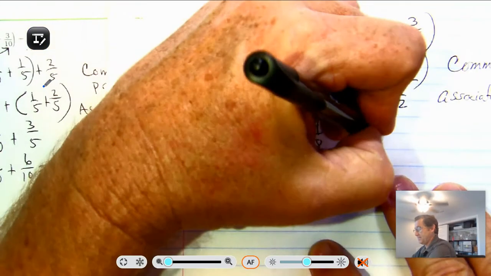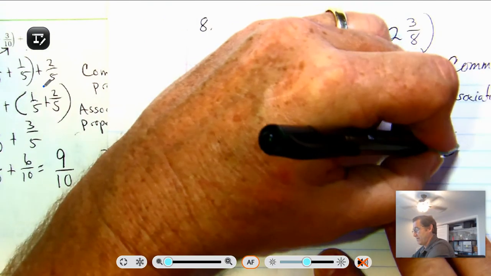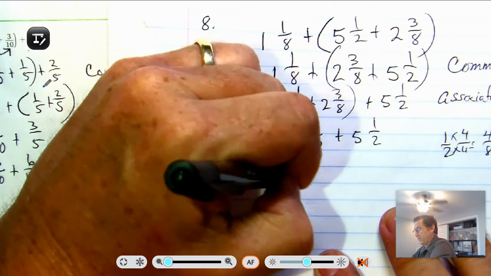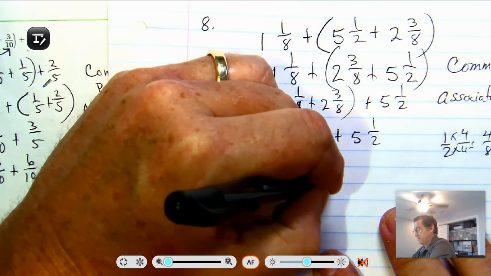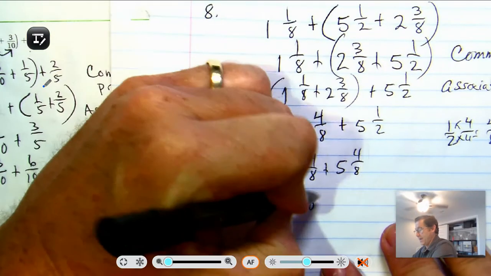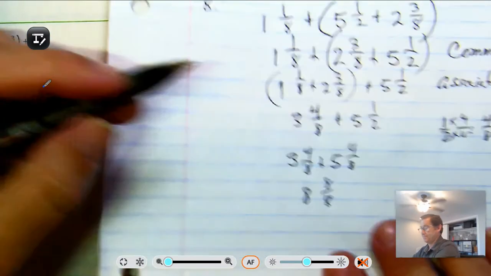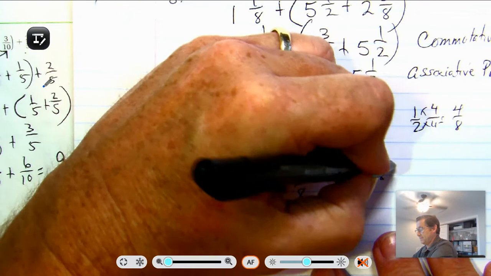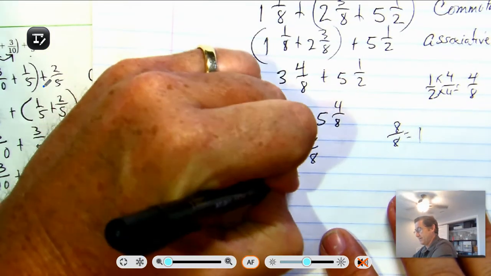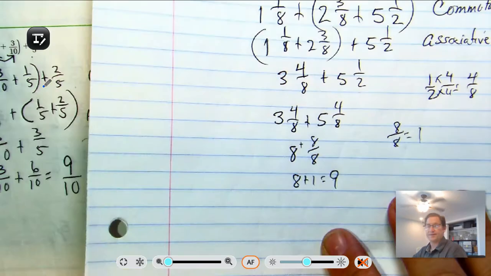Well, I can change halves into eighths by multiplying by 4. So we have 3 4/8 plus 5 4/8. Well, that's going to be 8 8/8. 8/8 is the same as 1. 8 plus 8/8, 8 plus 1 equals 9.